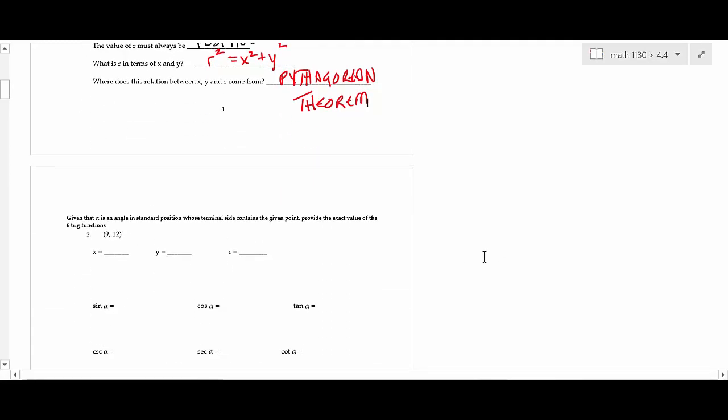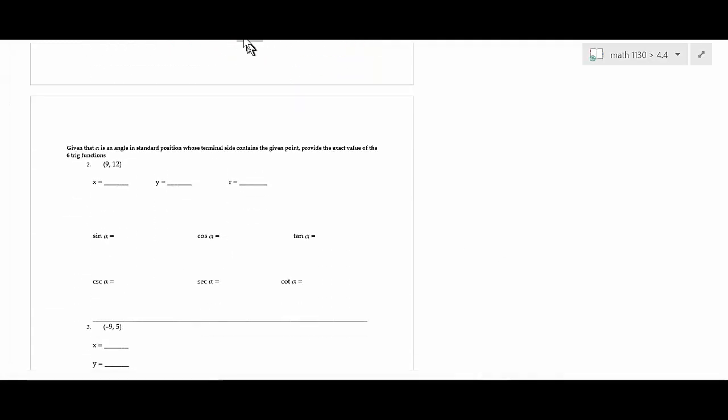The purpose of this activity is to get you to understand x, y, and r and how they give a trig function. So I give you a point and we're going to find the 6 trig functions. First of all, I've given you x is 9 and y is 12, and you have to know x, y, and r to find all 6 of the trig functions. How do you find r? You do r squared equals x squared plus y squared. So we're going to crunch that out.